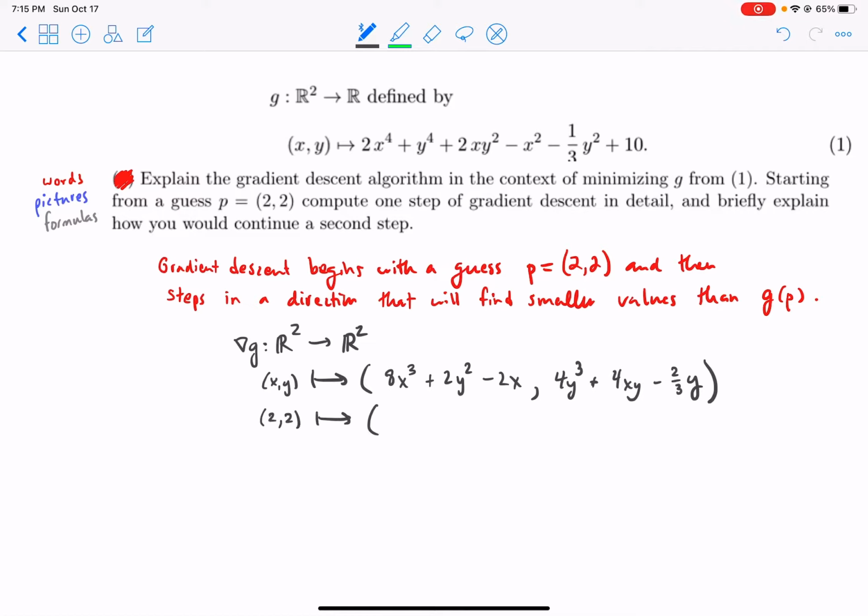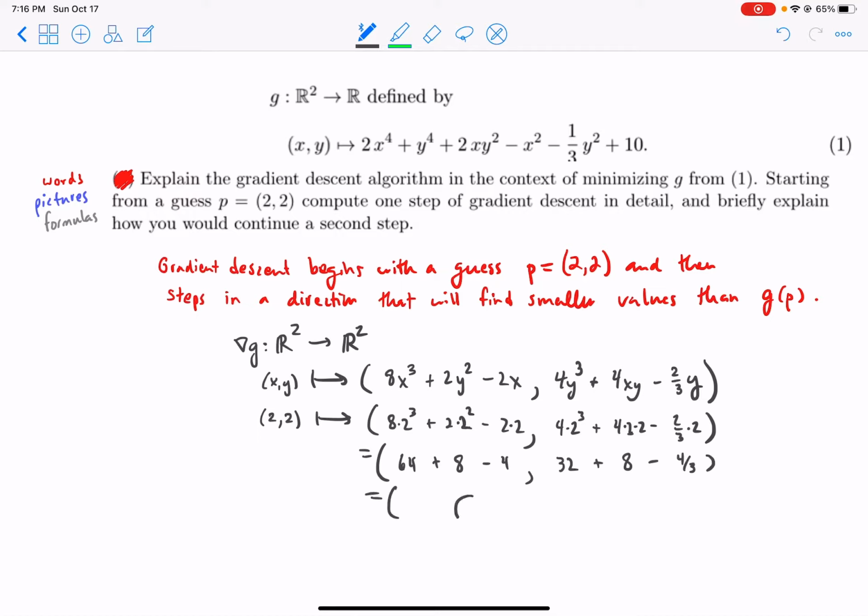So now I can plug in at my guess. Now I get 8 times 2 to the third plus 2 times 2 squared minus 2 times 2, comma, 4 times 2 to the third plus 4 times 2 times 2 minus 2/3 times 2. Okay, and what's this? This is 8 times 8, 64, plus 8 minus 4. This is 4 times 8 is 32. This is 4 times 4 is 16 minus 4/3.